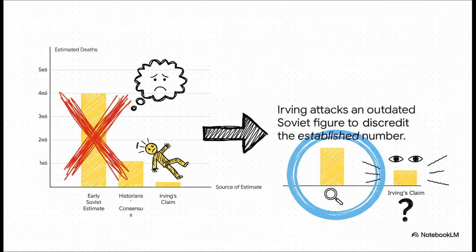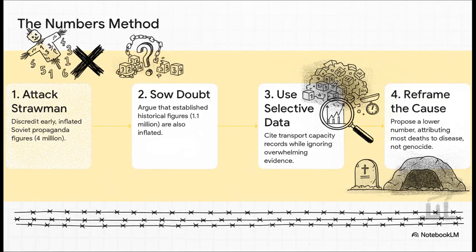But by attacking that straw man, he makes it seem like all the numbers are just guesses. Then he contrasts it with the established consensus of around 1.1 million, and finally, he presents his own drastically smaller number. The visual difference is just massive, and it's designed to make you doubt everything. You can really see his playbook here. It's a clear 4-step method. It's all about slowly, methodically eroding your confidence in the truth.